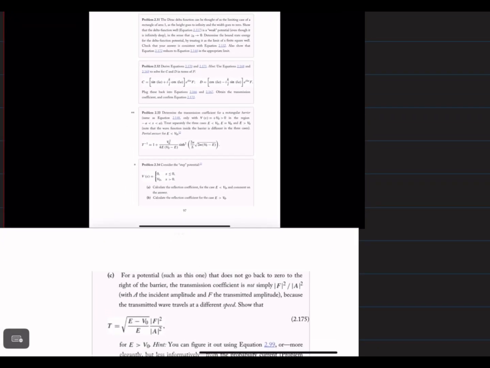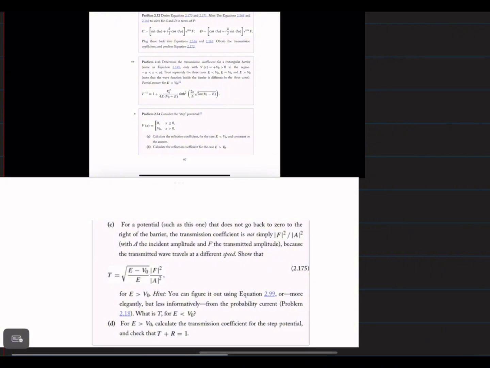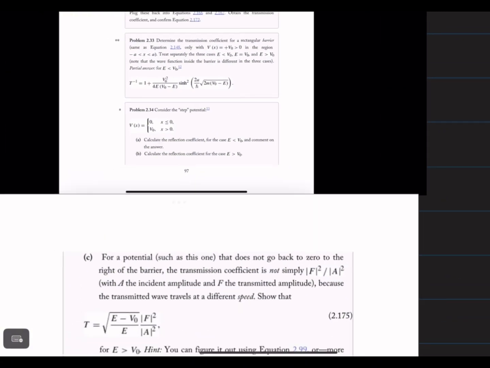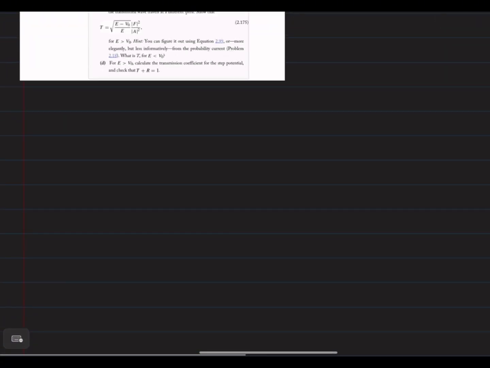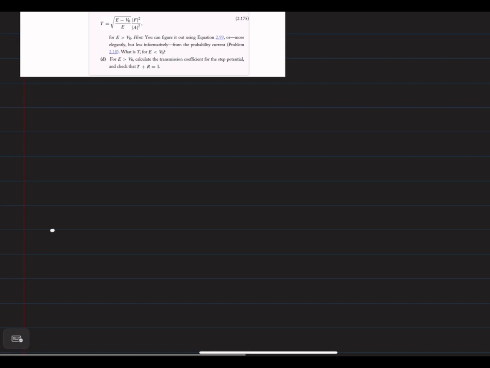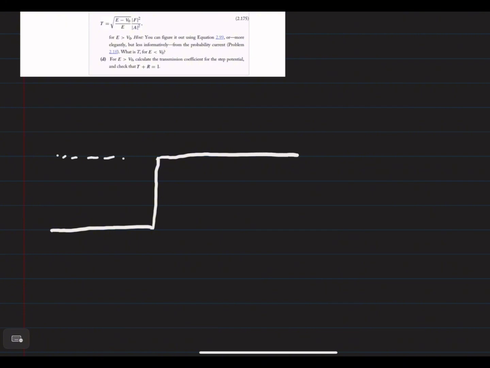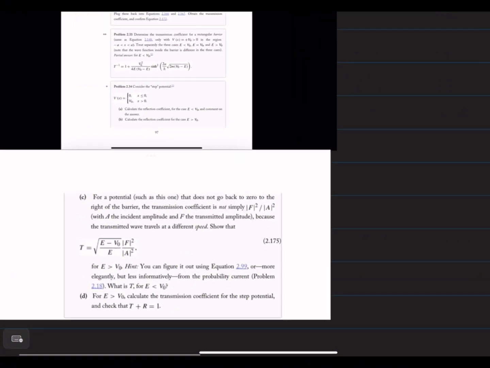Okay, so this is problem 2.34 out of Griffith's quantum mechanics. We have a potential step. So we have something that looks like this. No potential. And then we have this potential here at a level V naught. This is at x equals 0 where that happens. And it asks us to do a whole bunch of stuff. So we're going to go through that.